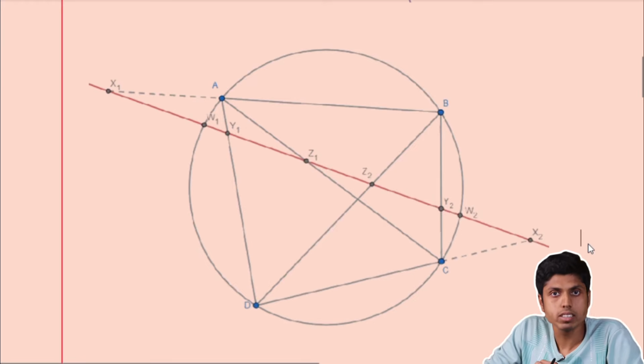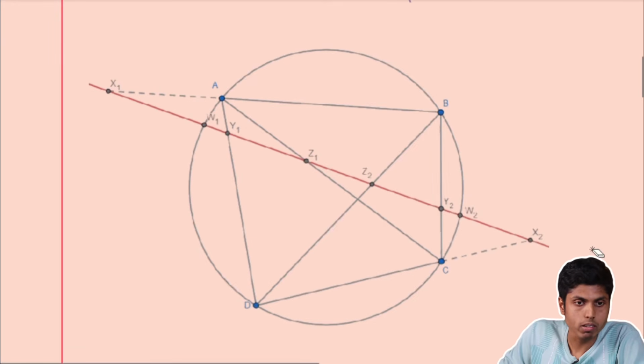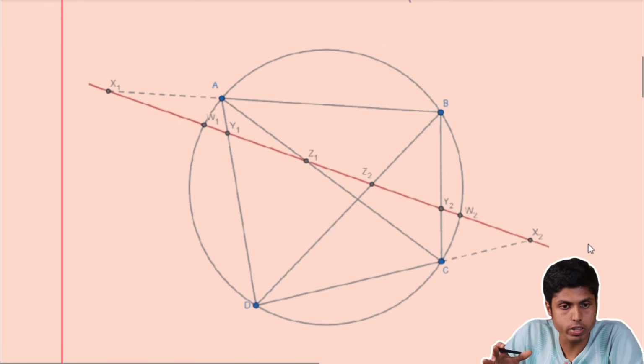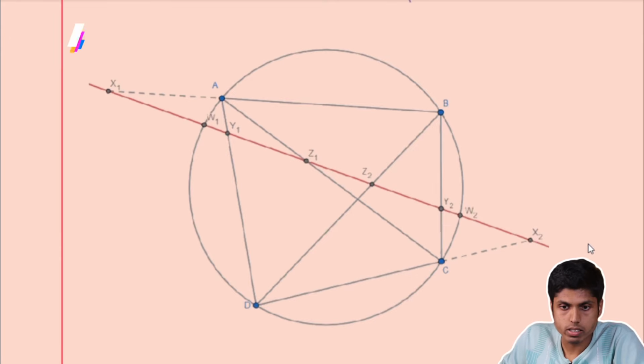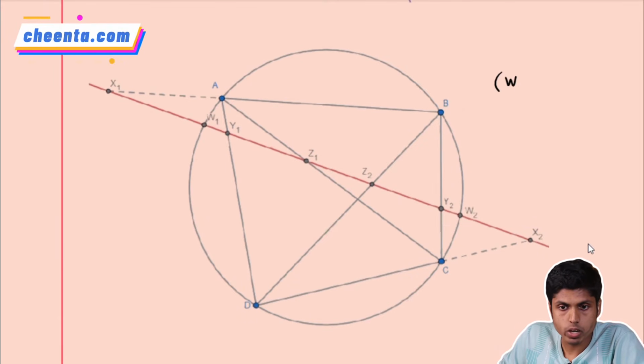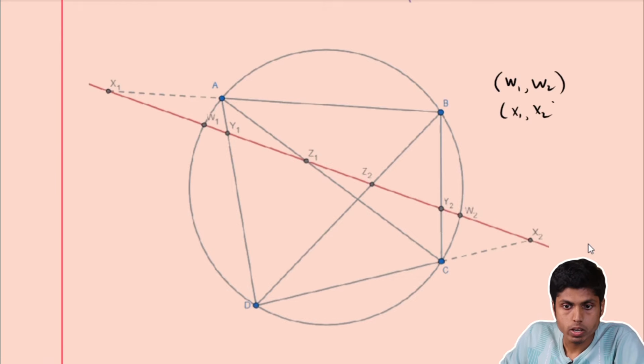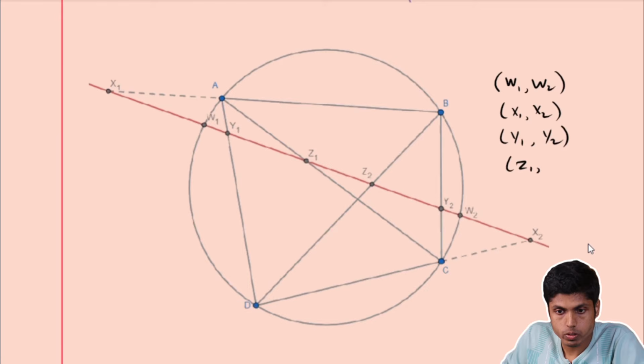So as we discussed in the previous episode, you have the Desargues involution configuration. So we discussed that W1, W2, X1, X2, Y1, Y2, Z1, Z2 form involution pairs.